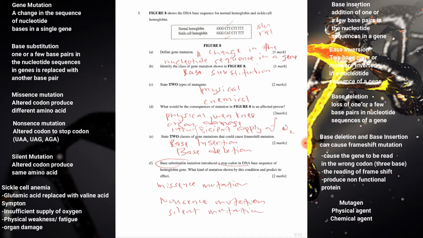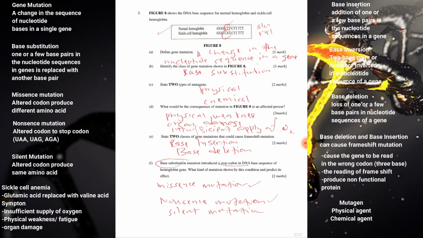Okay, so for missense mutation, it will alter the codon, and once the codon is altered, it will produce a different amino acid, like here in sickle cell anemia, that we call a missense mutation. It belongs to base substitution. Why? Because it will alter the codon. Here, the codon is changed from CTT to CAT. Remember, a codon is 3 bases. So a missense mutation alters the codon and changes it to a different amino acid.